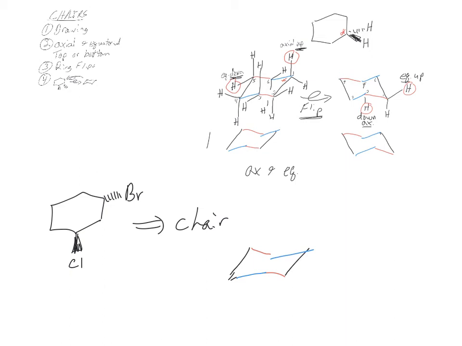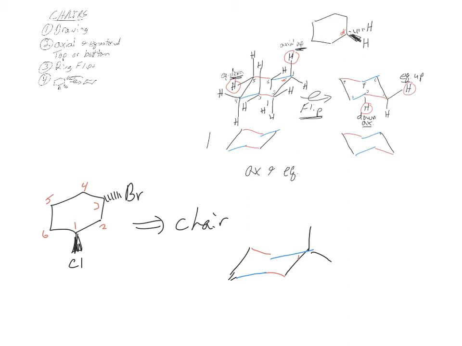I would number my carbons in this ring. So we'll say 1, 2, 3, 4, 5, 6. I'm not going to really worry about any of the carbons besides 1 and 3. That's where the stuff's at. I usually just arbitrarily make the top right one my 1 because I'm used to using that one, so it's just easier for me. You can even go so far as to draw in the axial equatorial positions.